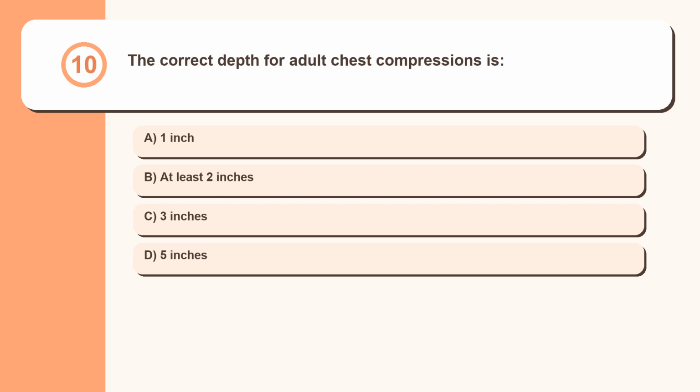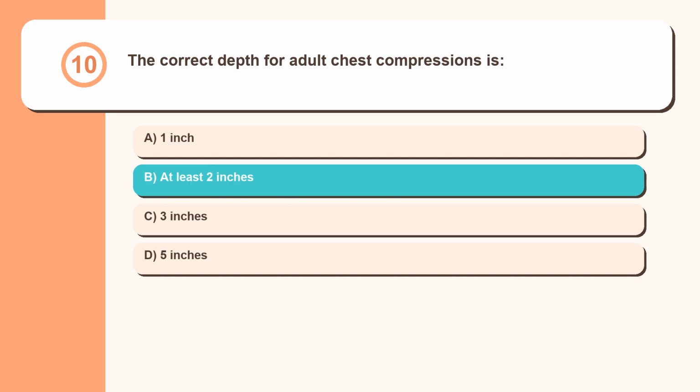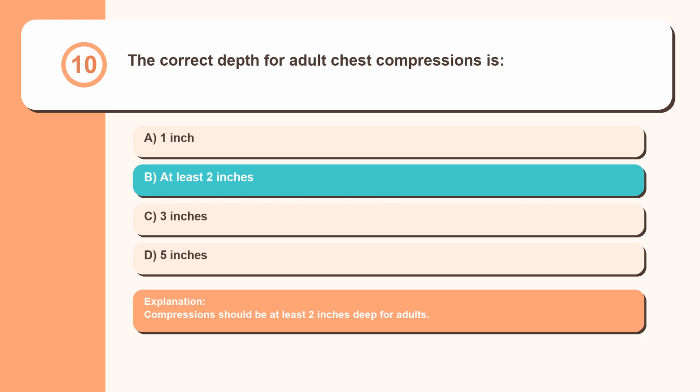Question 10. The correct depth for adult chest compressions is: 1 inch, at least 2 inches, 3 inches, 5 inches. Compressions should be at least 2 inches deep for adults.